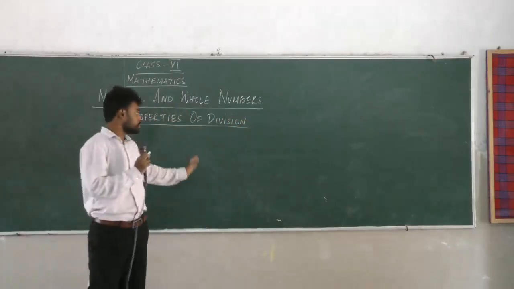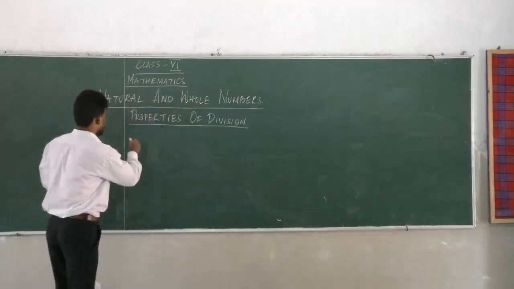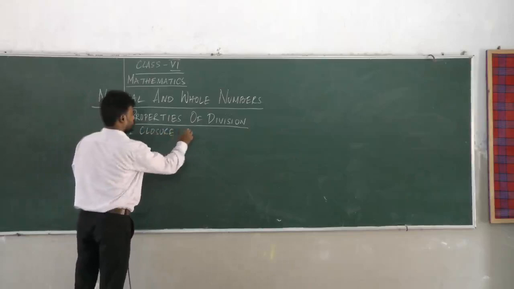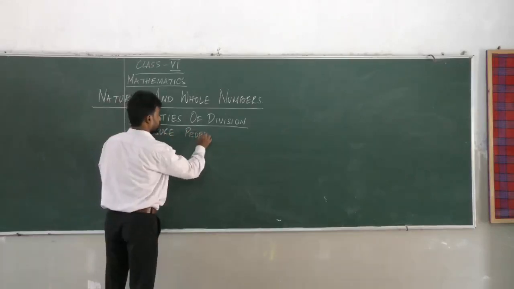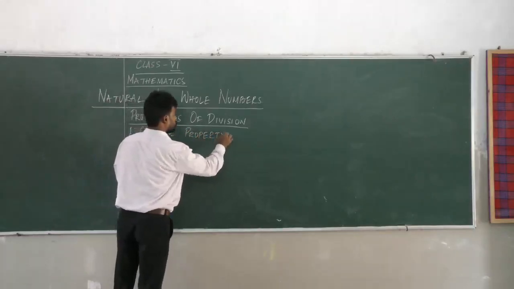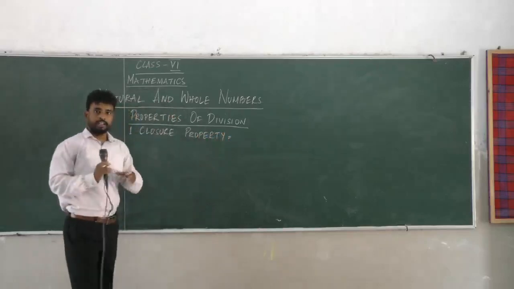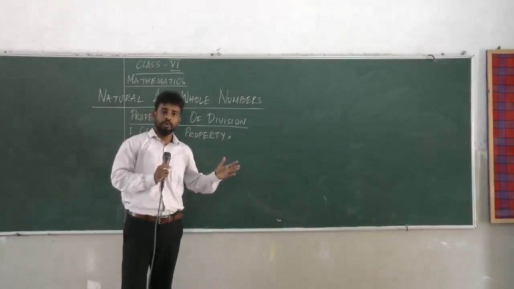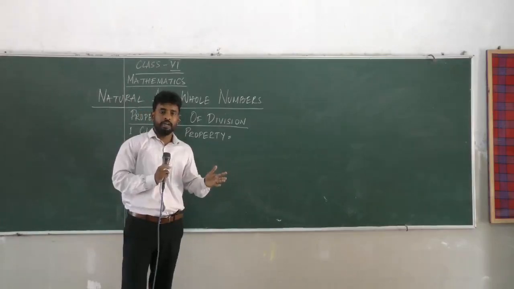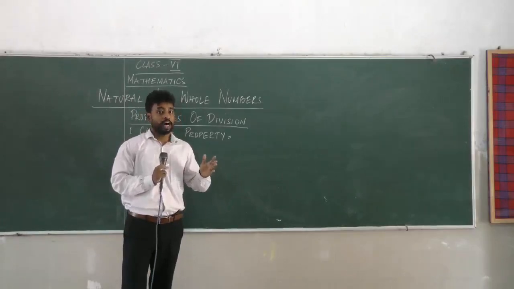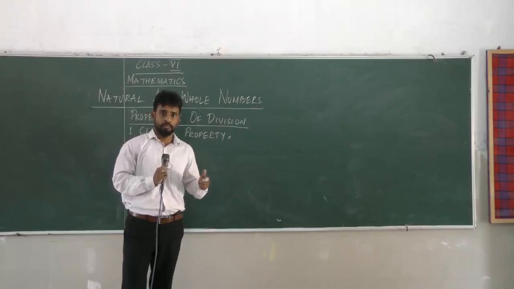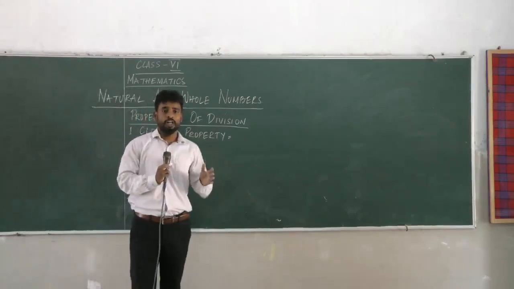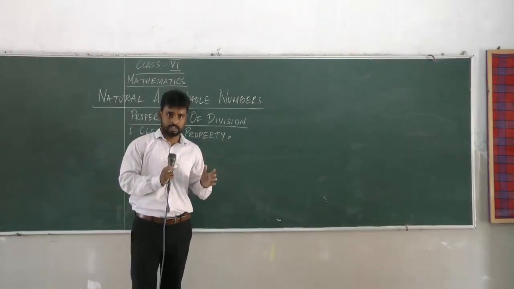Let us come to first the closure property. Now let us take an example. If we divide 4 with 2, we get 2 as the answer. But if we divide 2 with 4, we get half as the answer, which is not a whole number. So therefore, we can say that division of whole numbers are not closed.